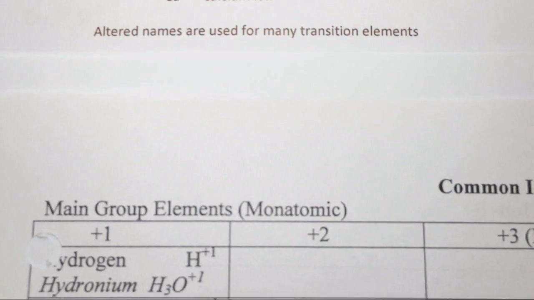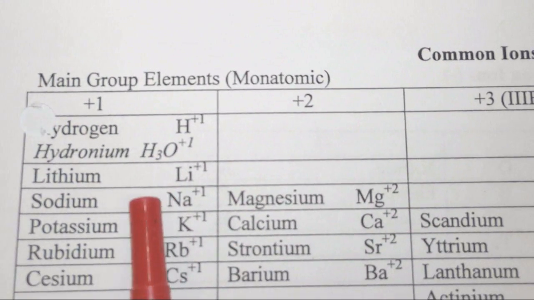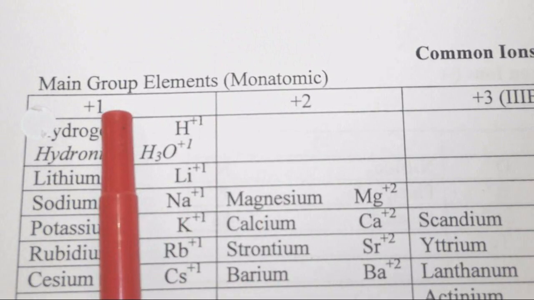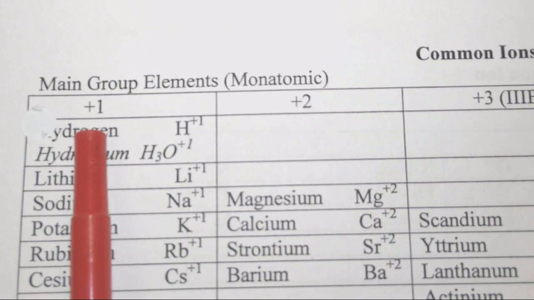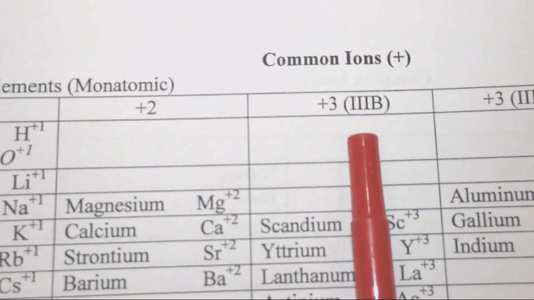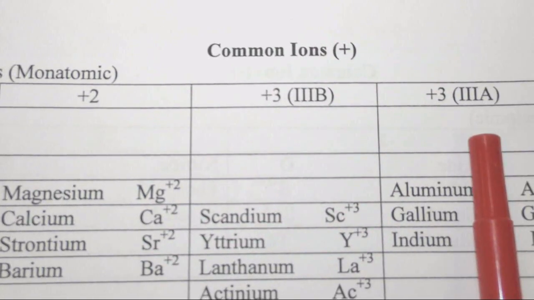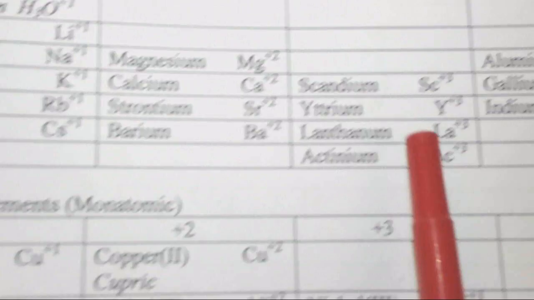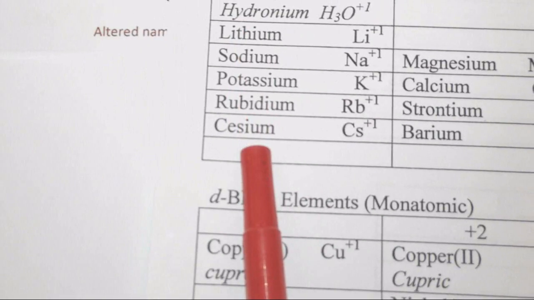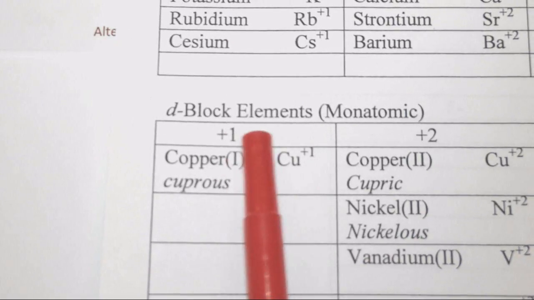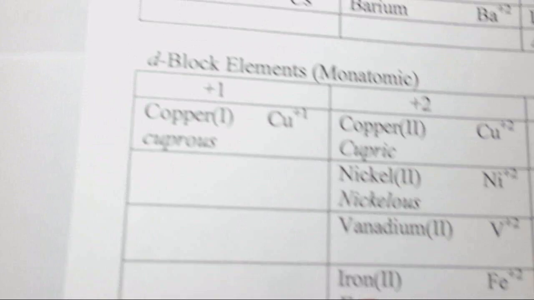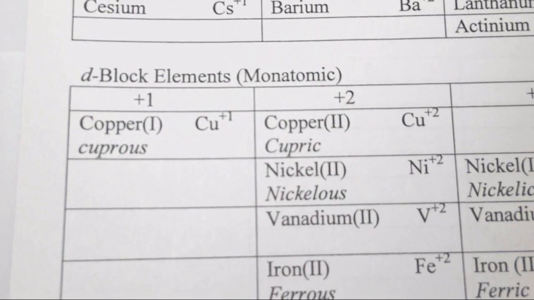Okay? And so at the top, these are your monatomic ions for the main group elements. Okay, so this is the 1A group. This is the 2A group. This is your 3B group and your 3A group. And notice that the names in here are the same for the ion as they are for the elements. Then we have a section for the D block elements that are also monatomic. Notice these names are not identical to those of the element.